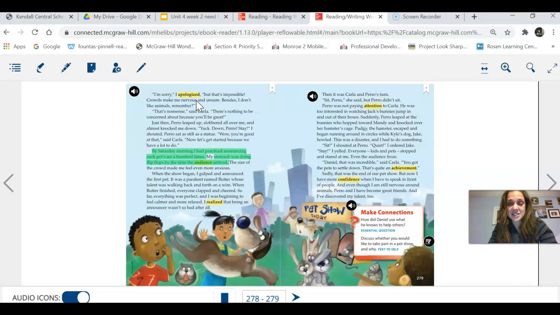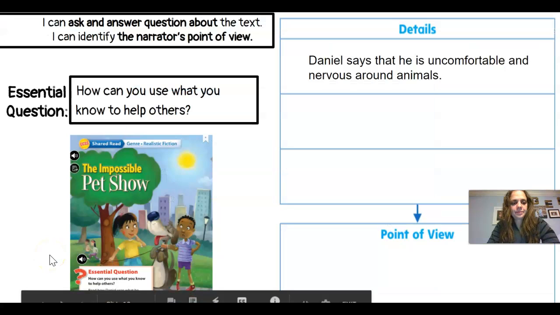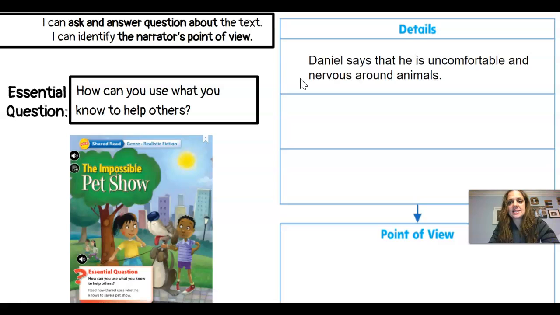There's a lot of key details in that paragraph that show how Daniel thinks or feels about the pet show, his point of view. Let's record these key details on our graphic organizer. Our first key detail is Daniel says that he's uncomfortable and nervous around animals. Well, that's not going to be a good thing if you're an announcer of a pet show.